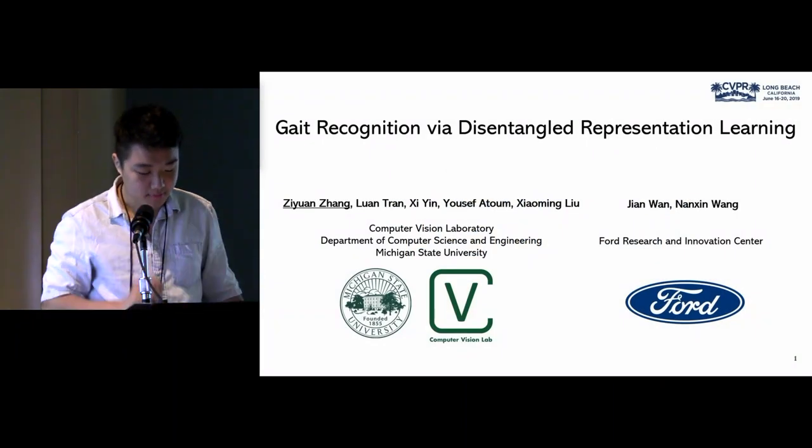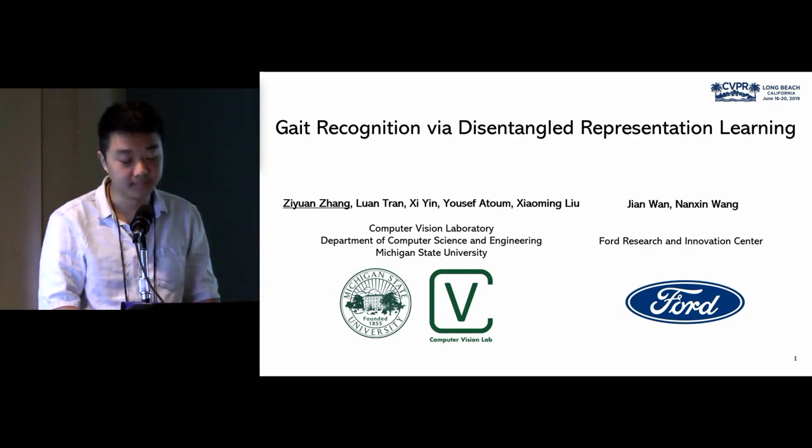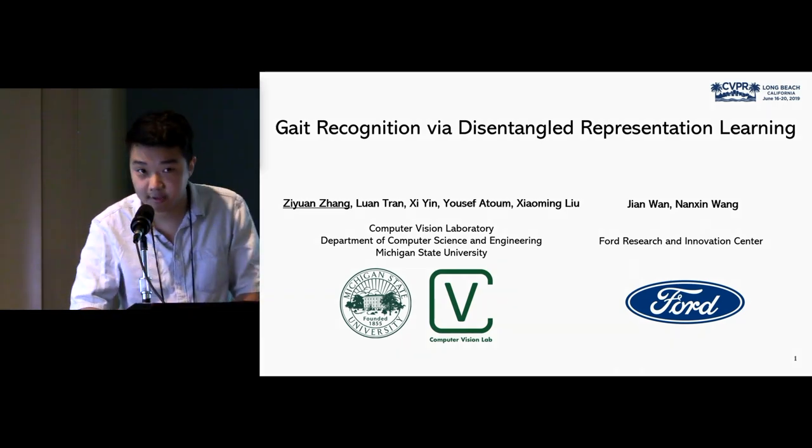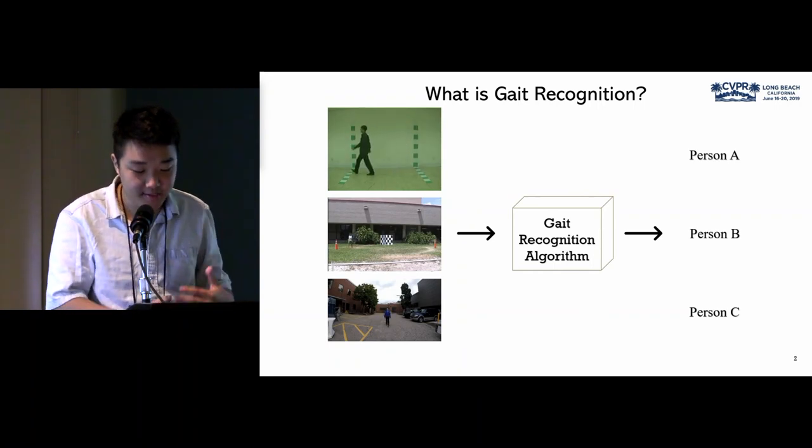Hello, everyone. My name is Yuan Zhang from Michigan State University. Today, I'm going to present a work on gait recognition via disentangled representation learning. So what is gait recognition? Here are some examples shown here.